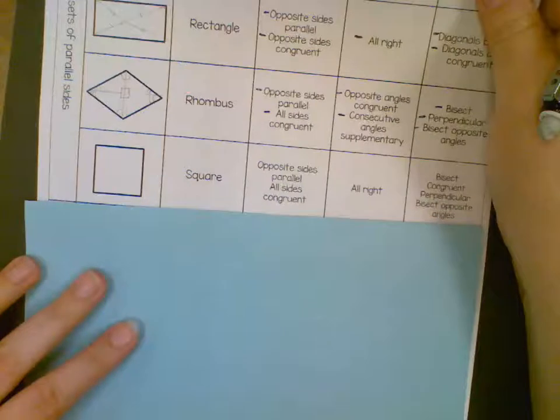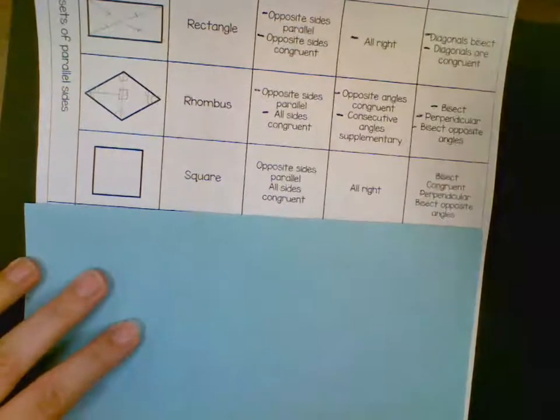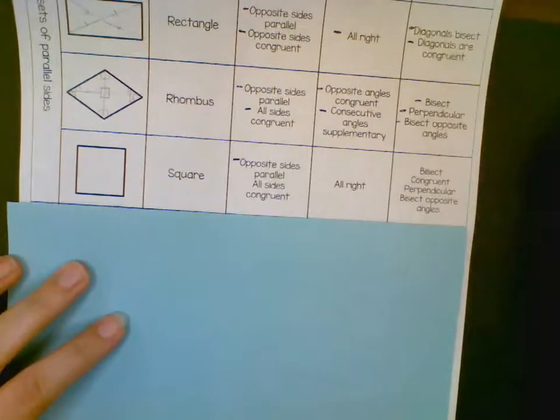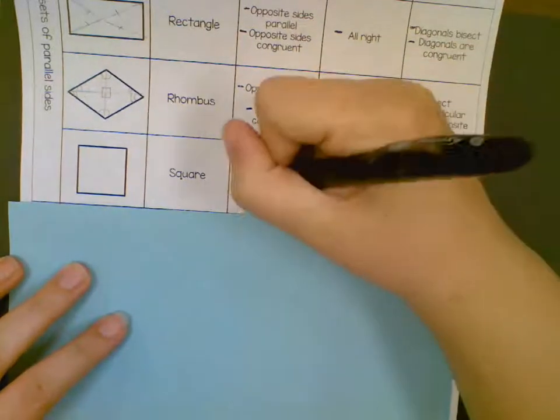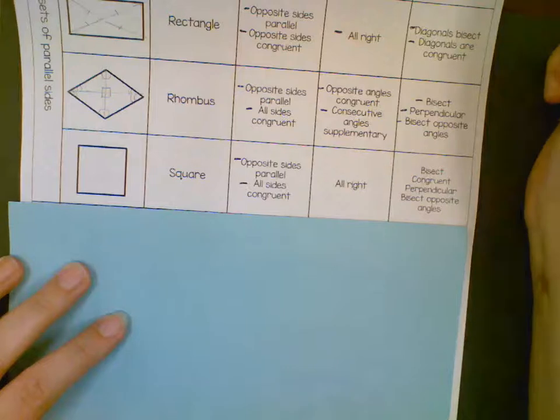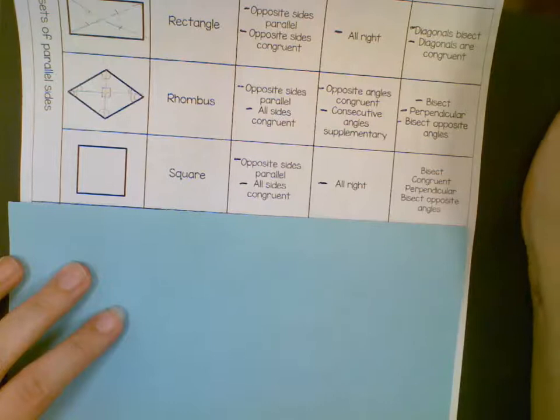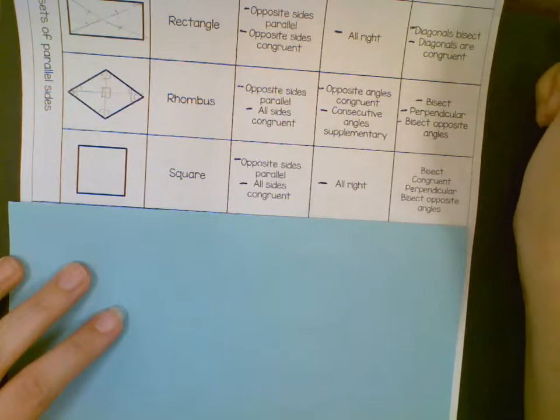Okay, so moving on to our square. Square is my favorite. So opposite sides parallel comes from the definition of parallelogram. All sides congruent comes from the definition of a rhombus. All angles are right because it is a rectangle.